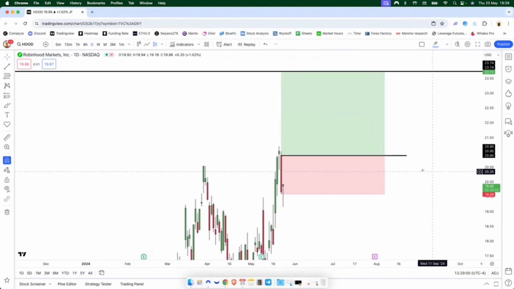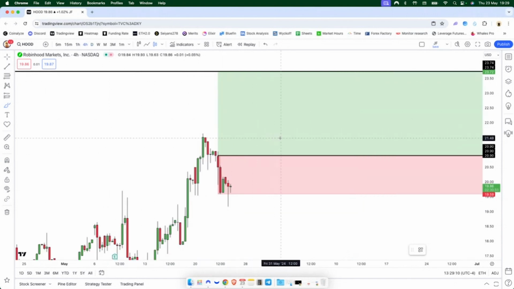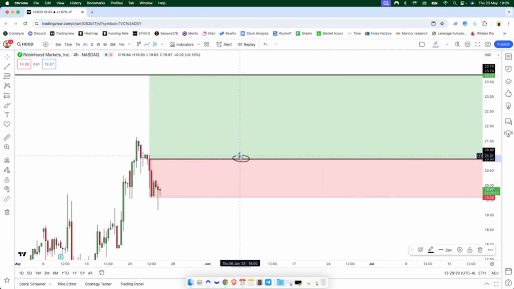From here, we want to see that Robinhood closes a 4-hour candlestick above 20.9. And when it does that, we want to have a limit buy order at 20.9. So literally it closes above, you put a buy order at 20.9. Target 23.74. Stop loss 19.59. And that's the main idea. So a candlestick close above 20.9 on the 4-hour, and then basically putting in a limit buy order at 20.9 with a stop at 19.59 and a target at 23.74.